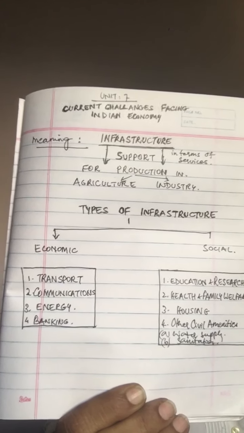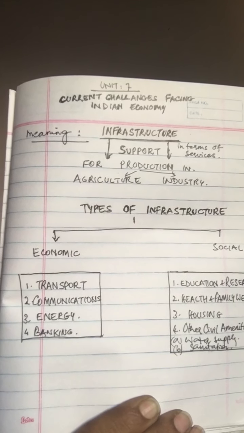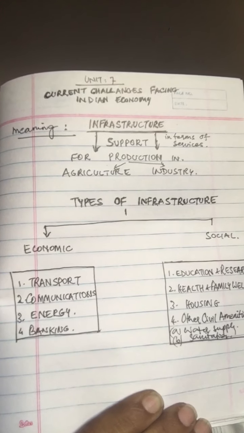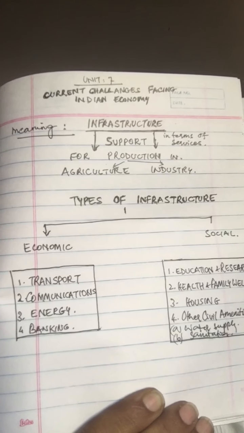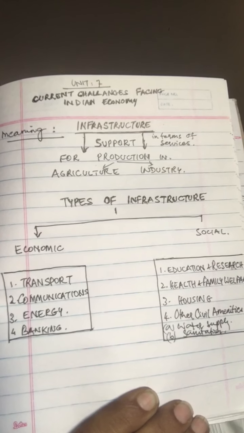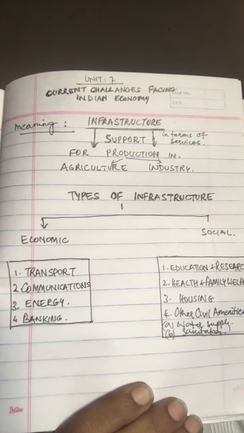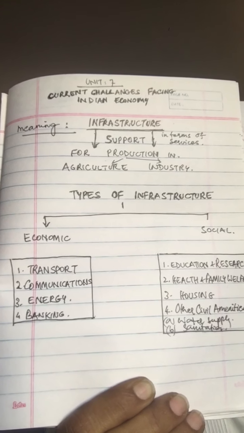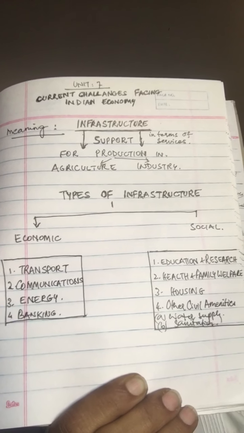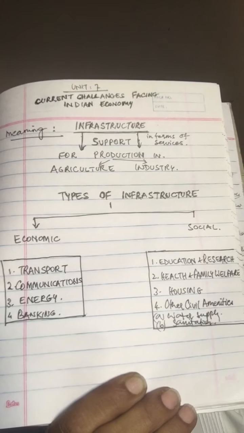So what is infrastructure? Infrastructure, we can define it as a supporting structure that provides different kinds of services to the main areas of production, such as agricultural production, industrial production, and say trade and commerce. So what are the types of infrastructure? We have two types basically.